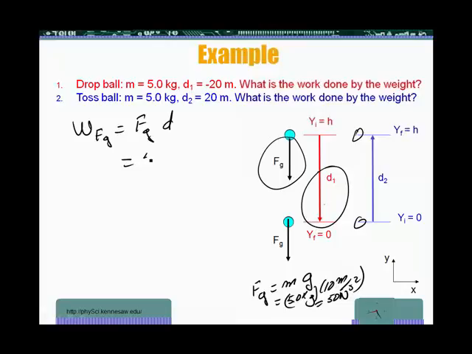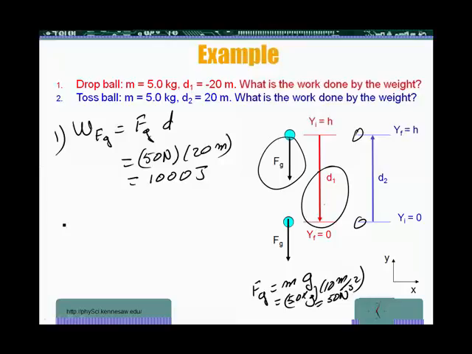So we are going to end up with 50 newtons here times 20 meters. So that gives us 50 times 20, that's 1,000 joules. So that's the work due to Fg for part 1.